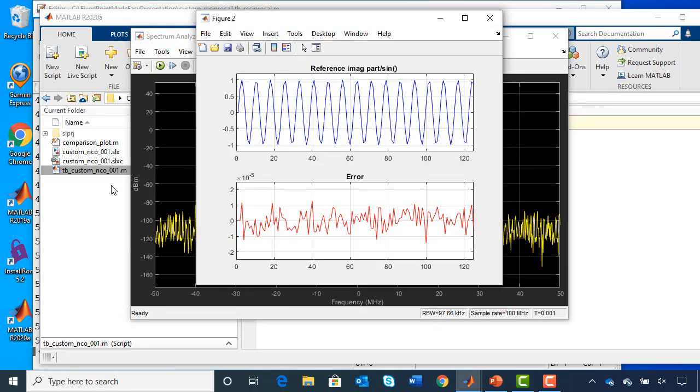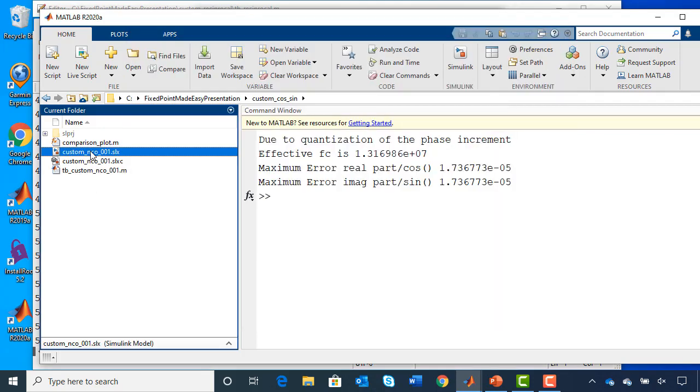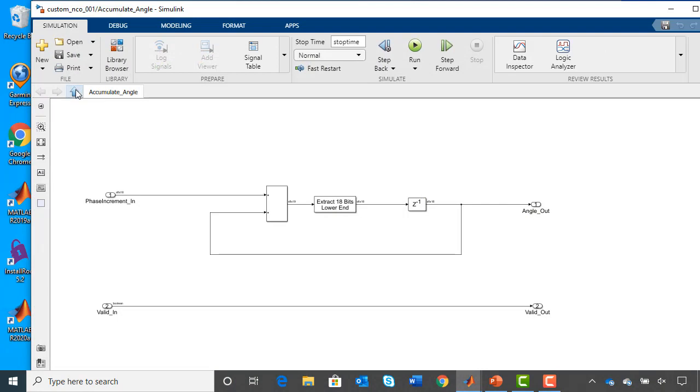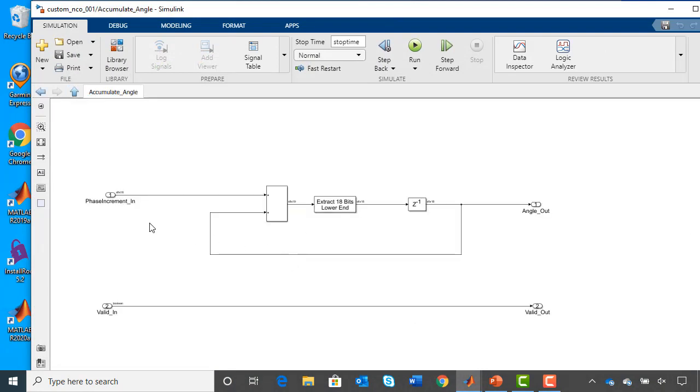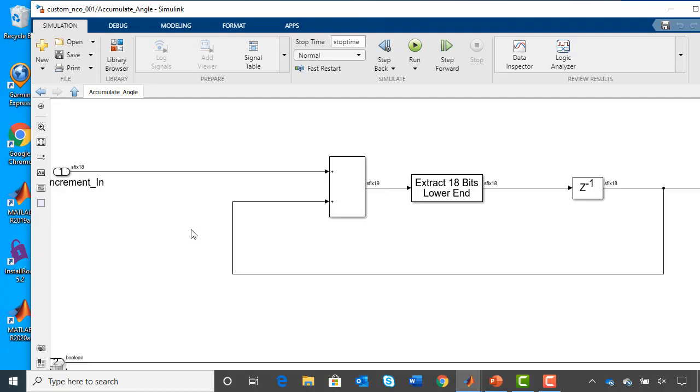So here what we did is we actually computed e to the j omega naught n for a particular frequency. And we built an NCO from scratch. What I want to highlight is a couple of things. When we accumulate an angle here, we come in with an 18-bit number, and we're going to accumulate the angle, and we're always only going to extract the lower 18 bits as we accumulate a theta.